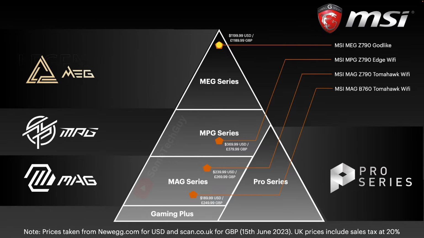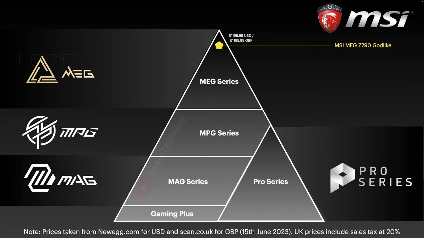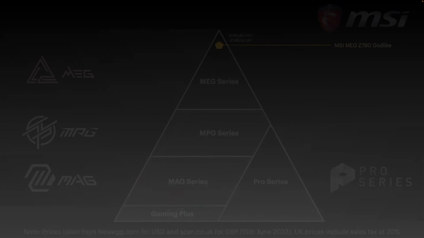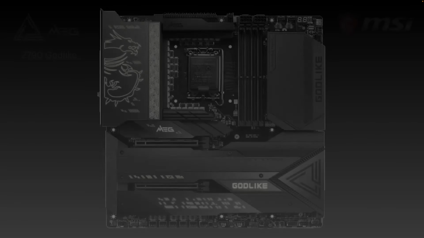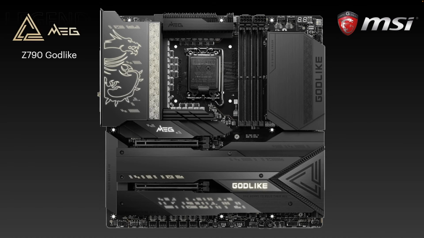And finally, let's focus on the top of the line MEG Z790 Godlike board, coming in at an eye-watering $1,200. What is on this board that justifies the price tag? So MSI marks this board on their website as hot, implying that it's selling fast. So let's dig into what this means from a user experience perspective.